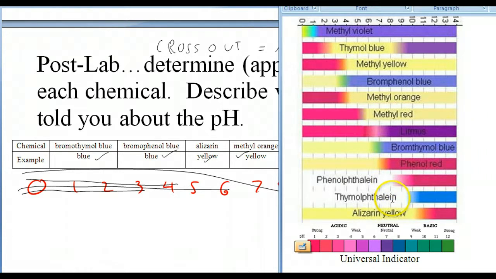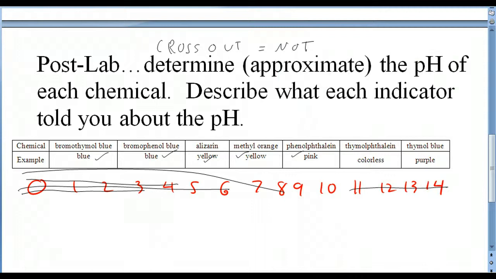But because thymolphthalein is colorless, it means it's not blue. And so blue happens at 10 and above. And so now I go back over here and I cross out 10 and above. So now I'm doubly sure that 11 through 14 is not possible. Singly sure about 10, and 7, 8, and 9 are still left over. So that's probably my pH.